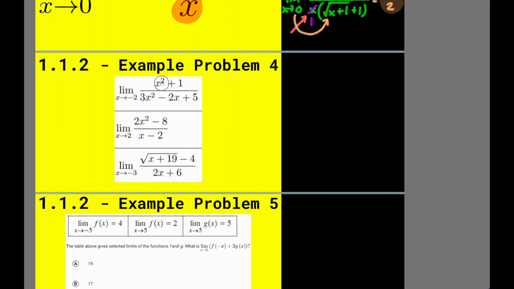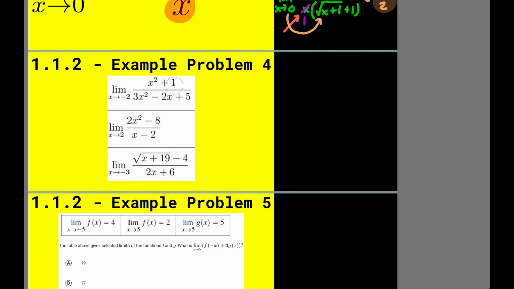All right, the next one, example problem number 4. Okay, first thing we're going to do here, you might be tempted to go, oh, let's just factor this out. It looks like something to factor. I would not do that. I would do direct substitution on this right away. So I'm going to plug in -2 for x there. You're going to get 4 plus 1 is 5 up top. On the bottom, you're going to get 3 times 4, which is 12. 12 minus -4, 12 plus 4 is 16. 16 plus 5 is 21. The answer for this is just 5 over 21. There's nothing that cancels. There's no 0 over 0. It's just straight up direct substitution.